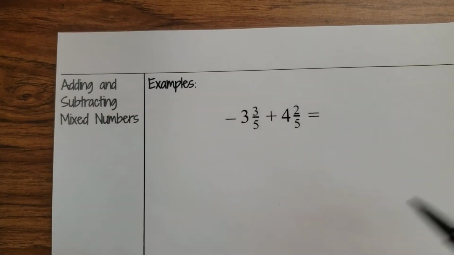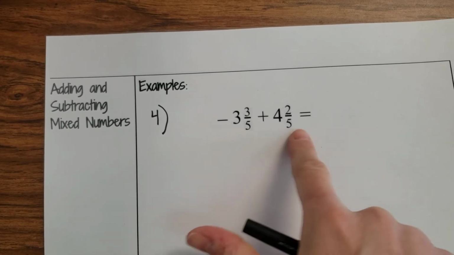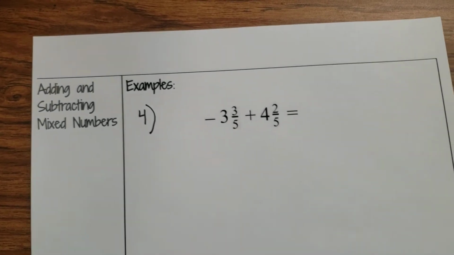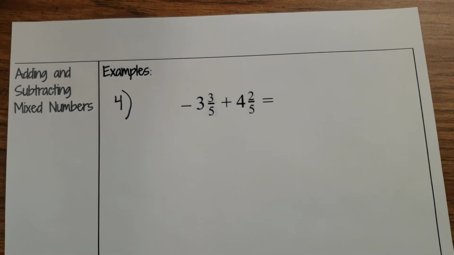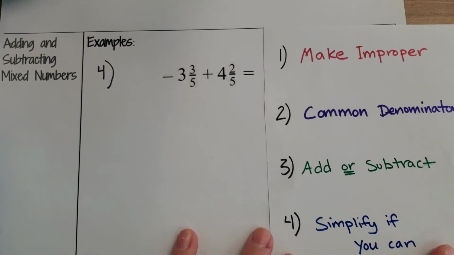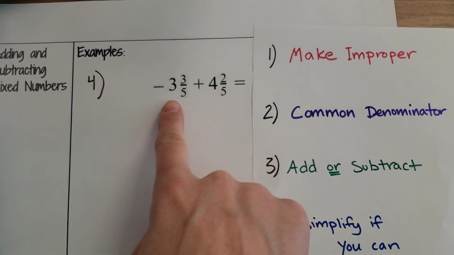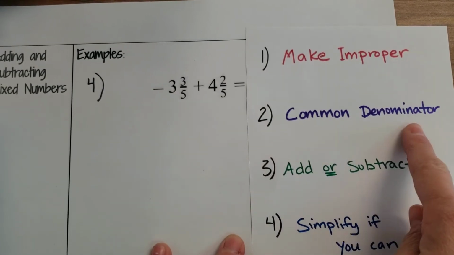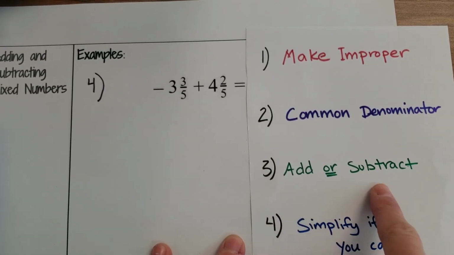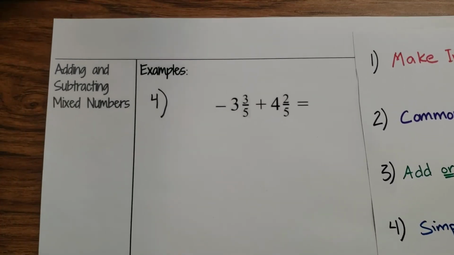All right, in your notes, label number 4, and I want you to take the time here if you need to pause the video to go ahead and write down this problem. Negative 3 3/5 plus 4 2/5. As you're writing it down, we are going to be needing to use all of our steps on this one. Because we have mixed numbers, we're going to have to change them into improper fractions, find a common denominator so we can add or subtract, and then check to see if we can simplify.